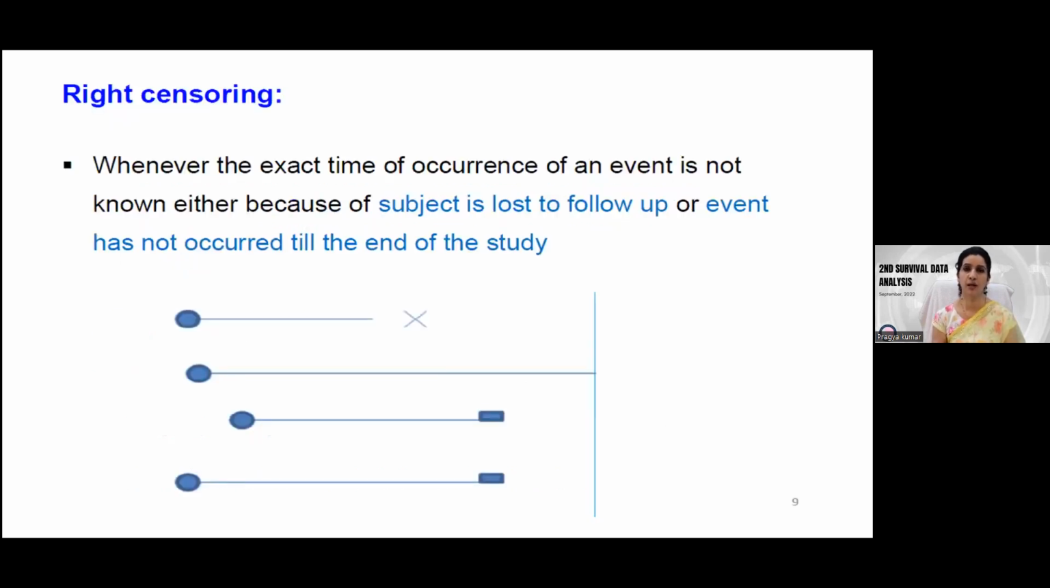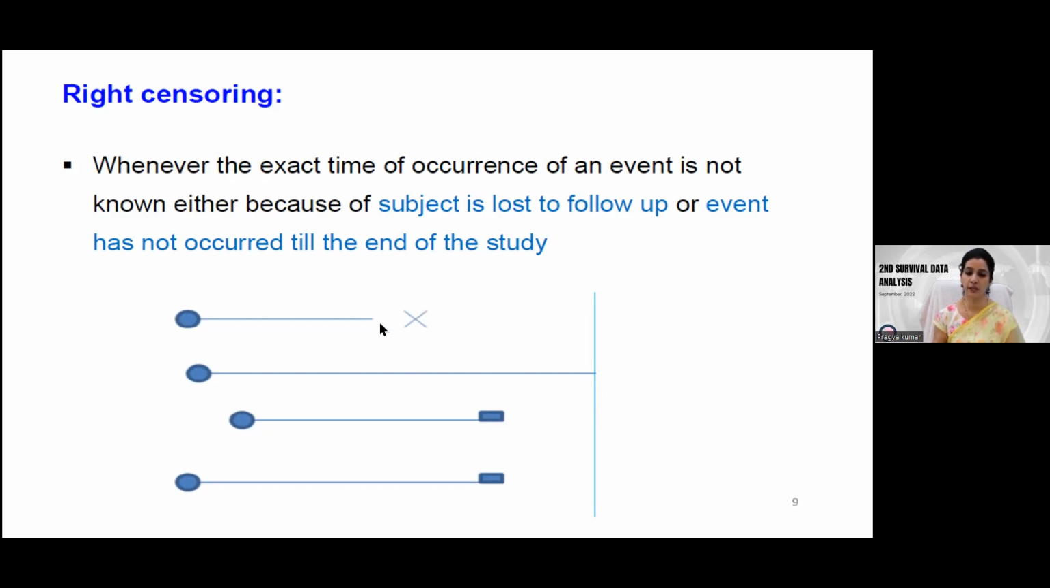So now coming to the types of censoring. Most commonly, there are two types of censoring. There is right censoring and there is left censoring. So what is this right censoring? Whenever the exact occurrence of an event is not known because the subject is lost to follow-up or the event has not occurred till the end of the study.